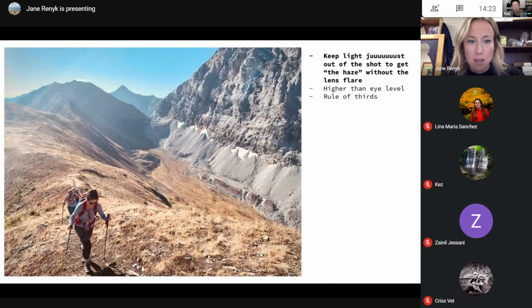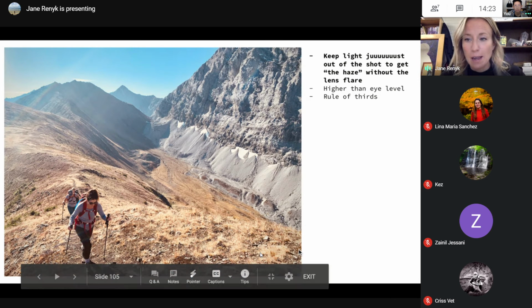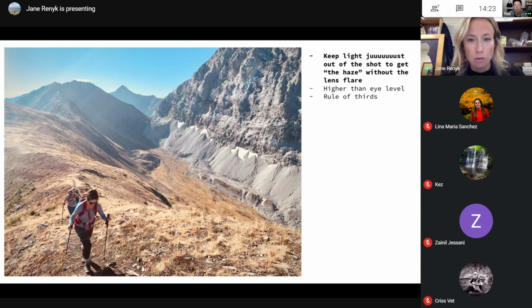Okay, so this was done yesterday. We got up pretty early to do this hike. This is probably about 9 o'clock in the morning, and the sun is just off frame. So I keep the light just outside of the frame because I'm going to get this gorgeous haze that I can play with, maybe in editing or maybe not. And I'm starting to get a few lens flares. You're going to start to see that when you're playing with light. This is a great example of higher than eye level. So I hike up and I wait for people to come to me so I can take their photos as they're coming up.